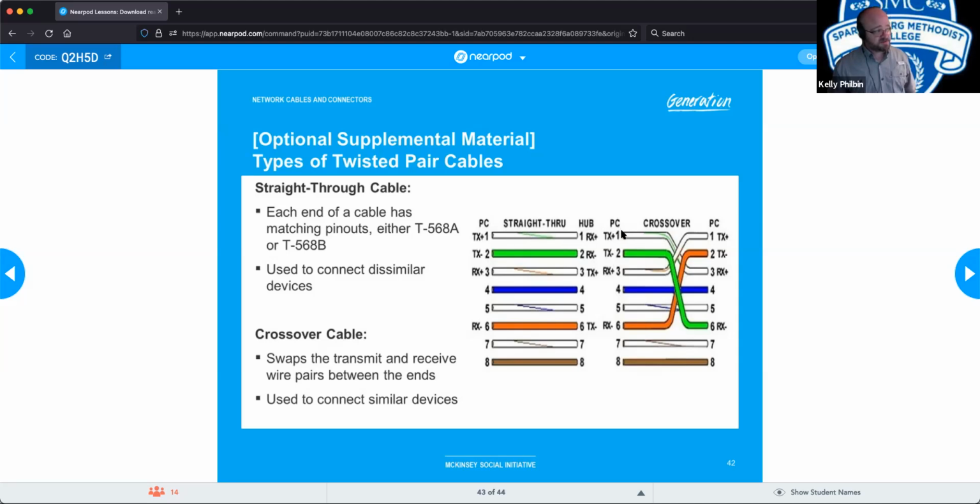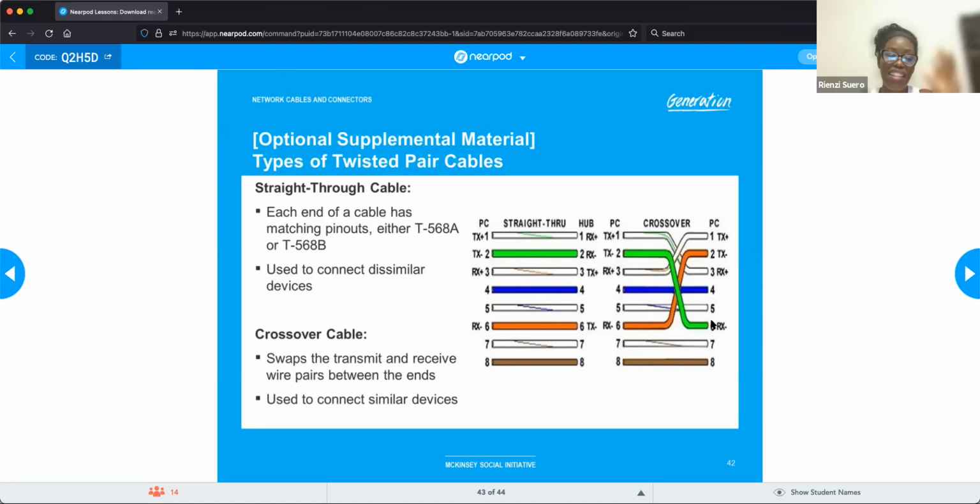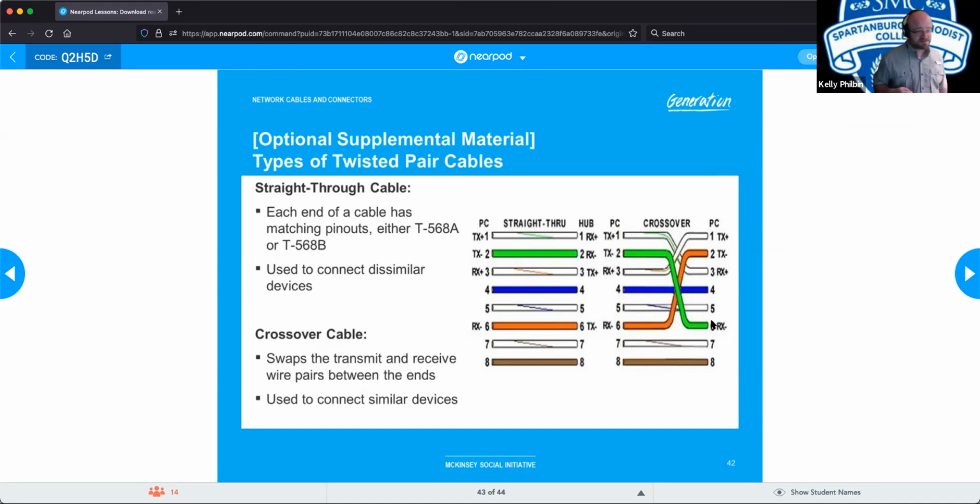So what we need to do is flip those. So over here on PC A, I'm taking my two outbounds, lines 1 and 2, and I'm moving them down to lines 3 and 6. So my outbound is going to their inbound. Makes sense now. So it allows us to be able to talk. Does it make sense? All right. Any questions? All right.